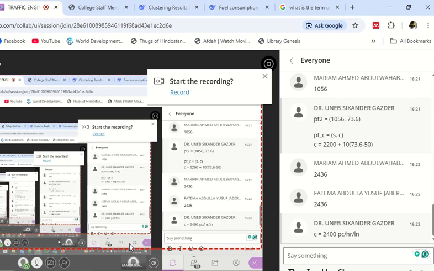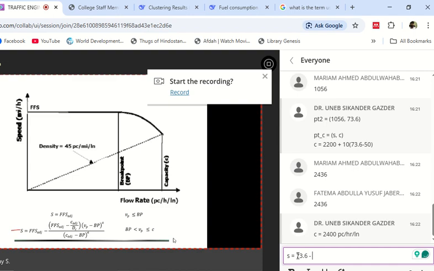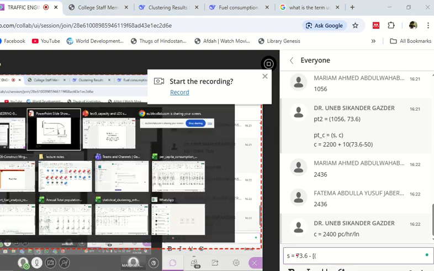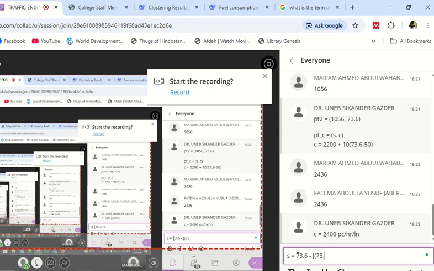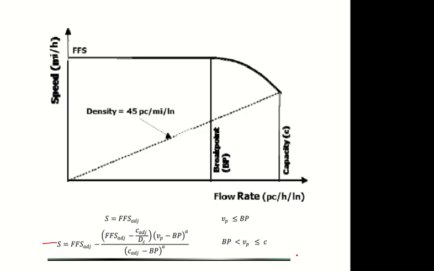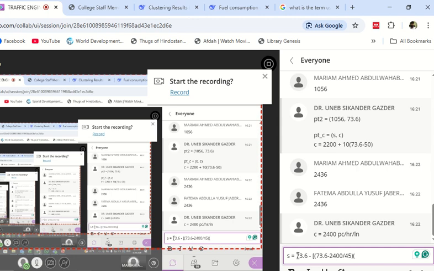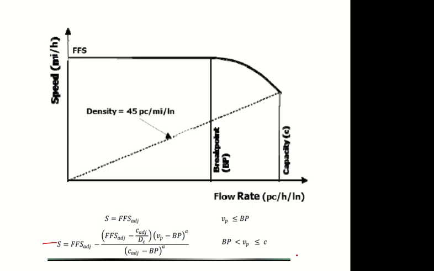Okay, so my S is 73.6 minus capacity, the one which I am taking, divided by DC, which is 45. Okay, why 45? You can see it in the graph, it's given. Now VP is, now understand this one because it will change later on as well. VP is the flow rate at which you are calculating the speed. The X value at which you are calculating the speed.